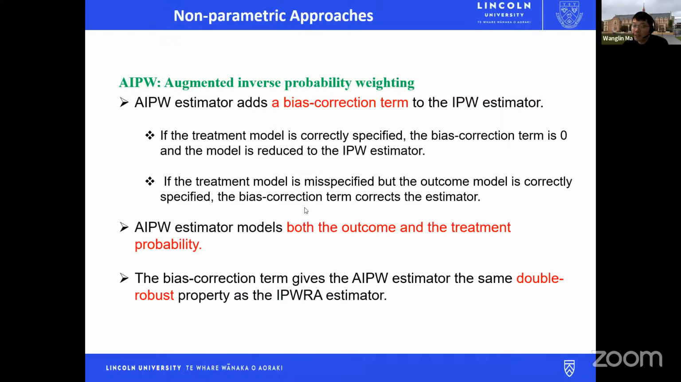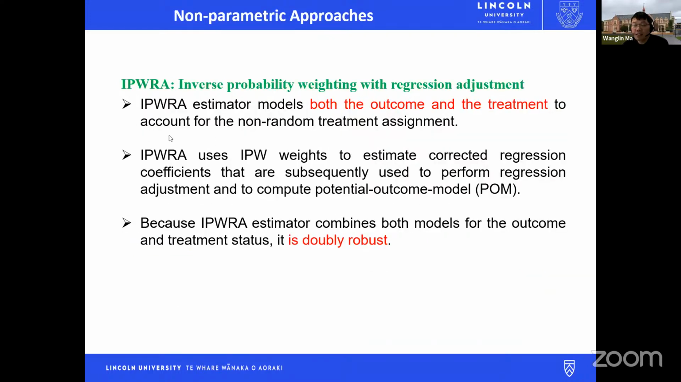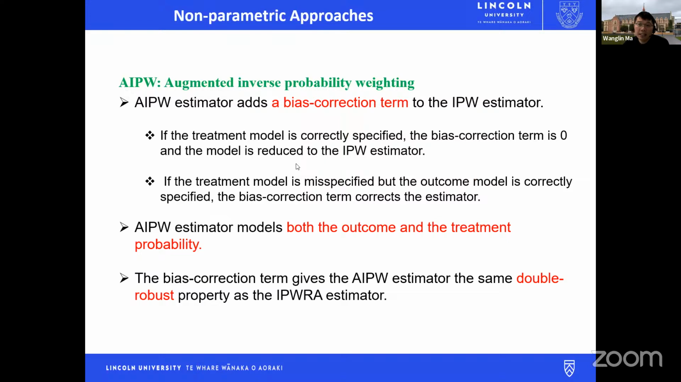So from the explanation here, we can see the IPWRA and AIPW estimators have similar attributes. In reality, they can be used together. They can be used for robustness checks.